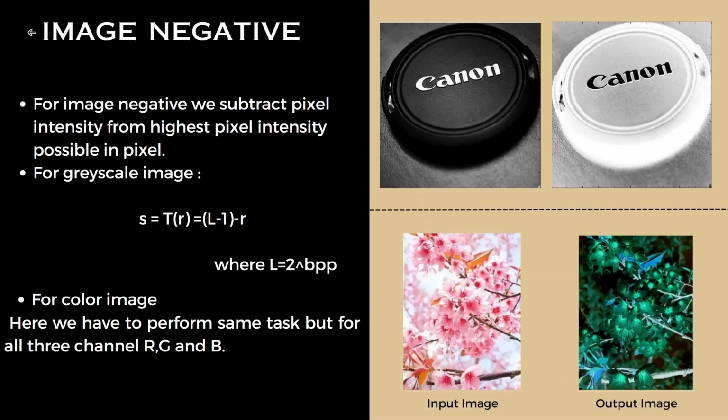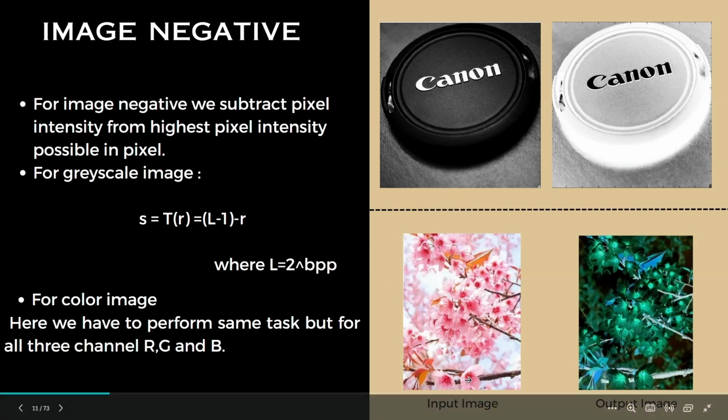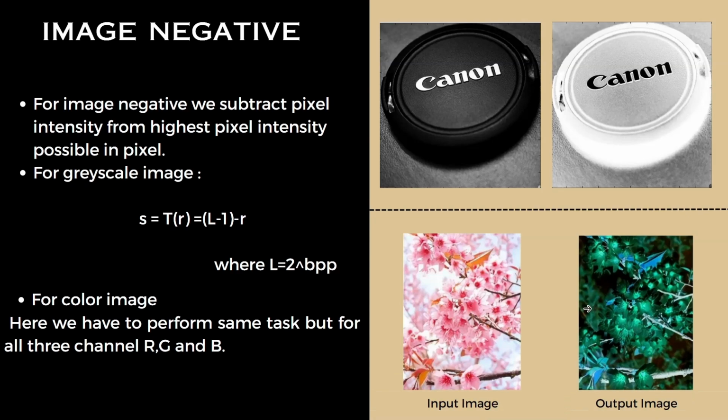The first one is image negative. For image negative, we subtract the pixel intensity from the highest pixel intensity possible. By doing that, color gets inverted, meaning black becomes white and white becomes black. For color images, we do the same thing but in three channels. And here is an example of color inversion in a color image.